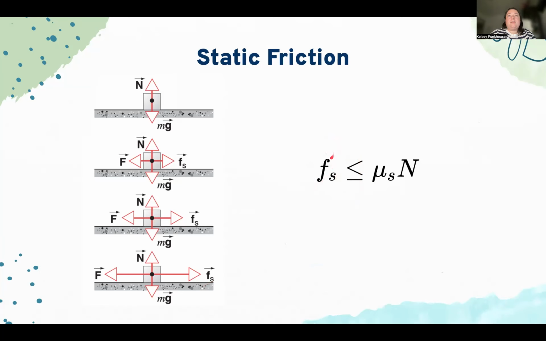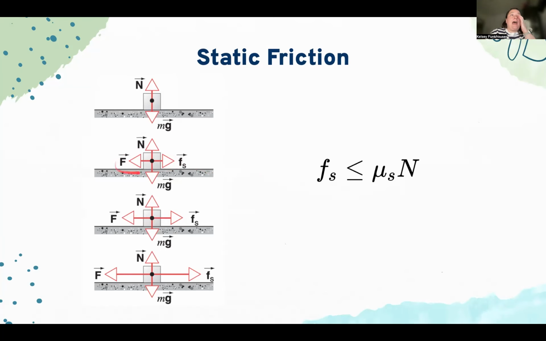The friction forces are given by a lowercase f, sometimes a curly f. Static will have a subscript of s. Generally speaking, the static friction force is less than or equal to the coefficient of static friction, that's what this mu is, times the normal force. And this less than or equal to just says the static friction force isn't bigger than it needs to be to counteract the force that it's experiencing.